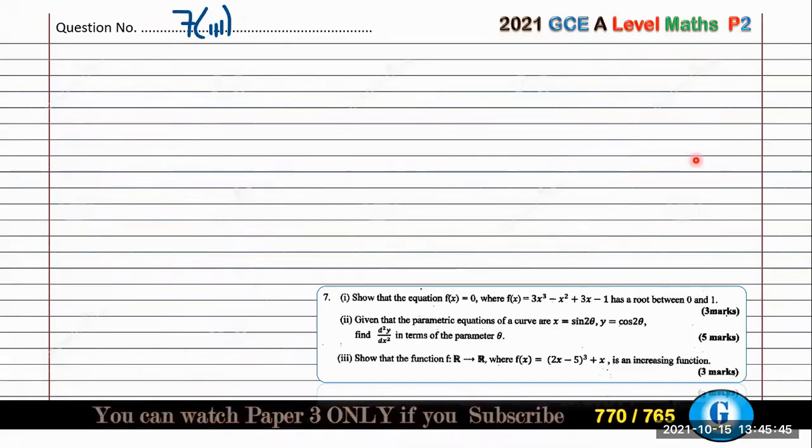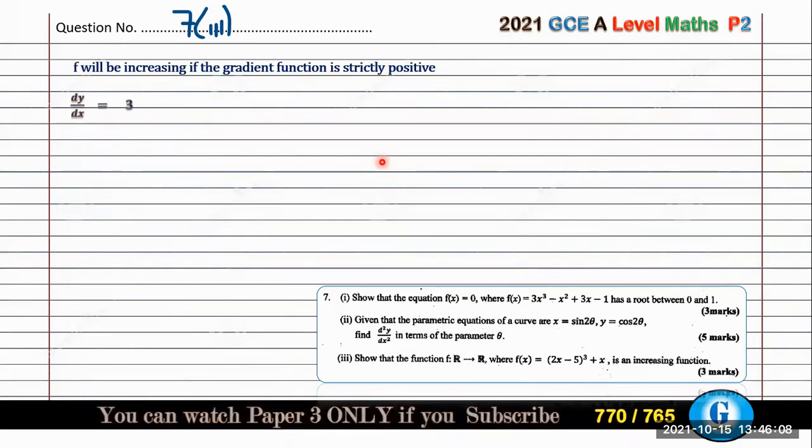Now, the last part of the question says that we should show that this function, where R is mapped onto R, is strictly an increasing function. A function is strictly increasing if its gradient is always positive. That is, if the derivative of the function is always positive, right? So if the gradient function is always positive, we have to look for dy/dx, and that will give us: you bring down the power 3, differentiate the core, 2x minus 5, you have 2. Now times the function itself and subtract 1 from the power. So times (2x minus 5) to the power 2. And when you differentiate x, you have 1, right?